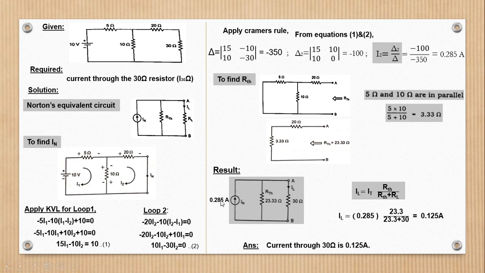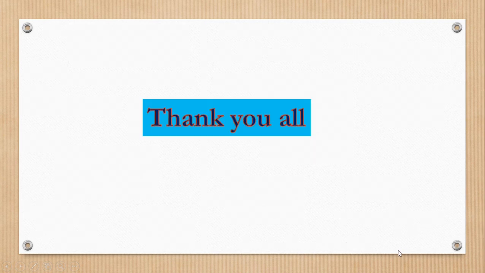Once again, I want to recall the steps of Norton's theorem. For solving this problem, students should follow these steps. First, draw Norton's equivalent circuit and then find the value of IN. Then you have to calculate RTH. Then apply all these values in Norton's equivalent circuit. Then apply the formula for current division in parallel resistors. That gives the final answer, that is the load current, which is equal to 0.125 amps. Thank you all.